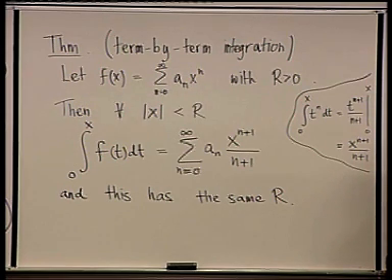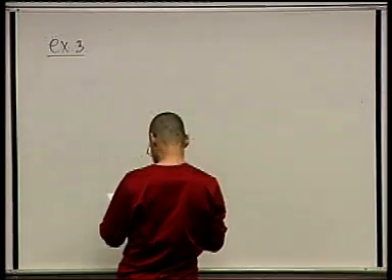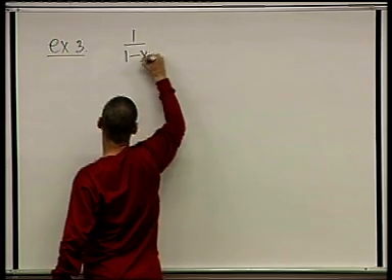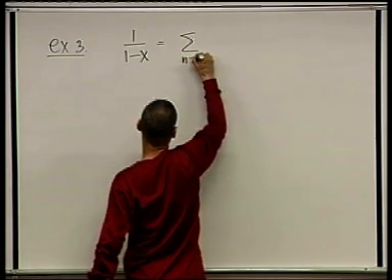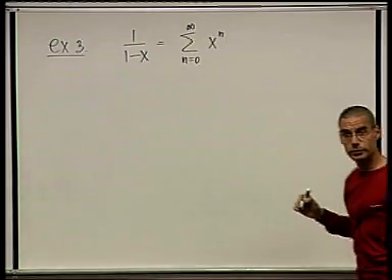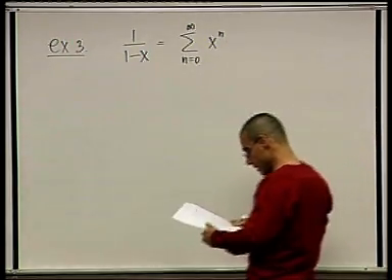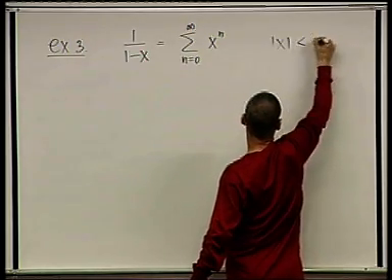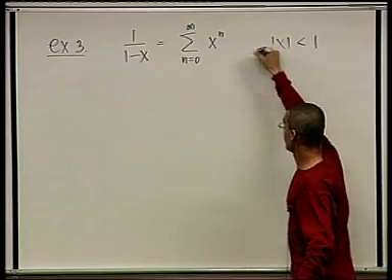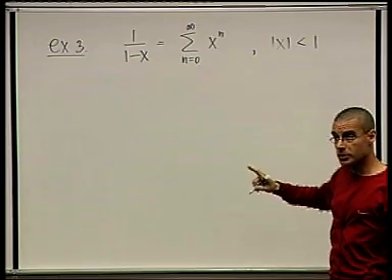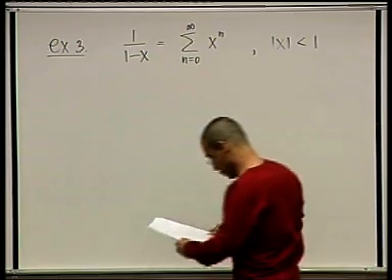So here's another example. Let's call it example 3. So we know that 1 over 1 minus x equals the sum of x to the n. This we know. And this was true for any x with absolute value less than 1. So before I actually do term-by-term integration, I want to do a little trick.